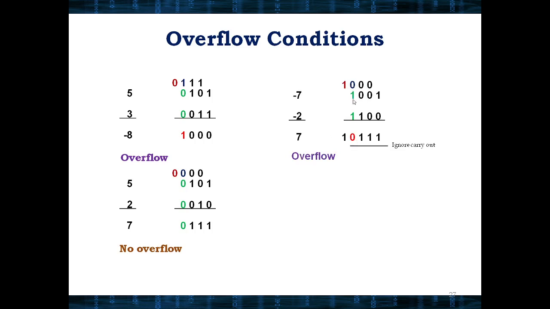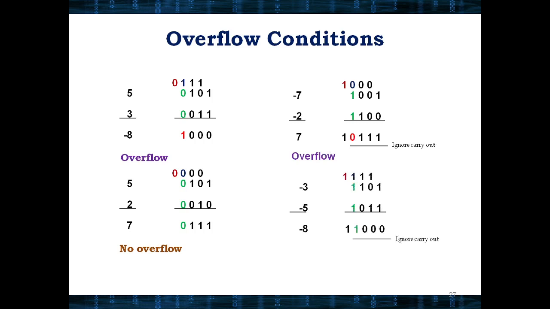Next here, -7 and -2. Okay, so here in the answer, if you check, it is a 5-bit answer, but we have to consider only 4 bits. So in the result you can see you will get +7 here. Okay, but here both are negative numbers and the answer we are getting is a positive number. So it is an overflow.